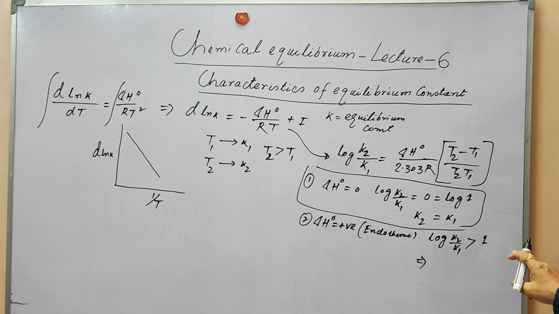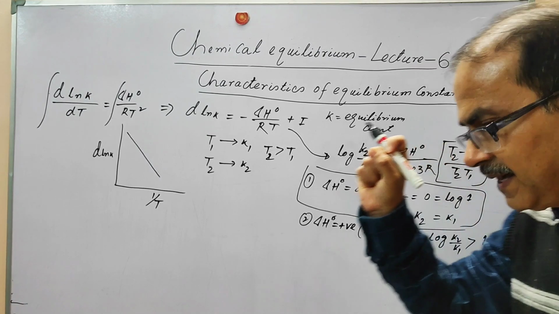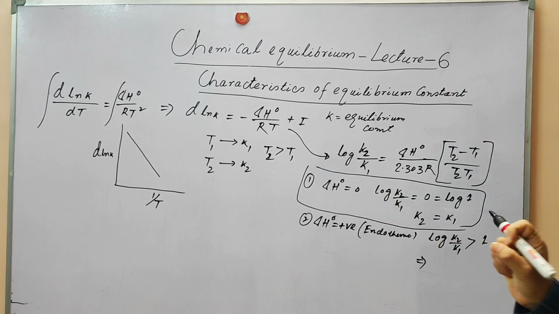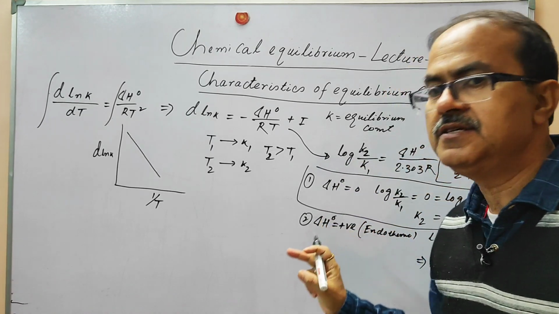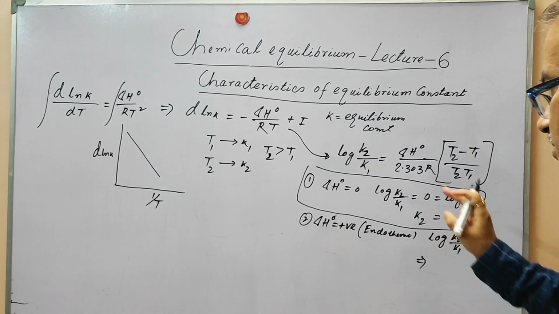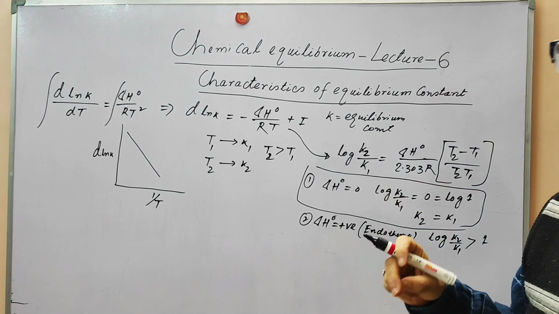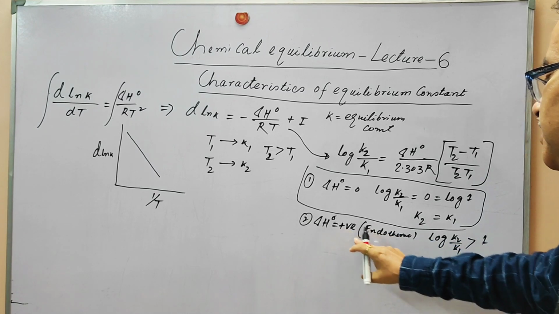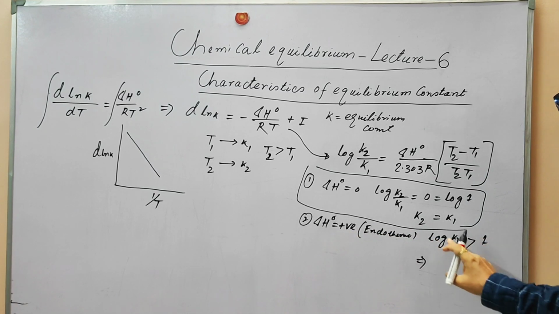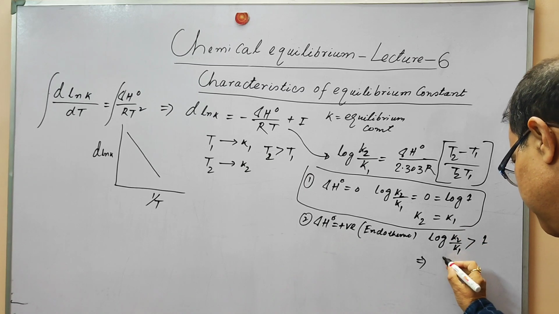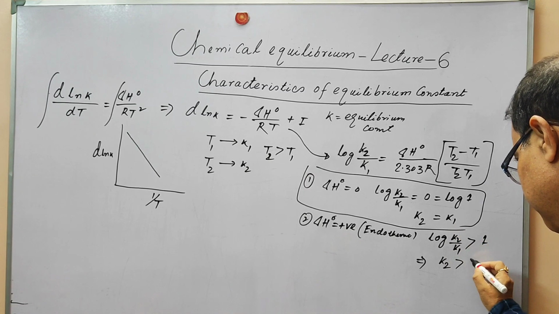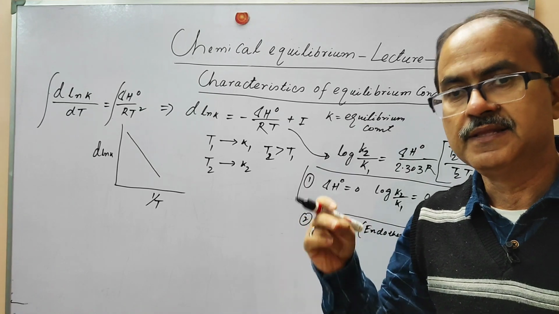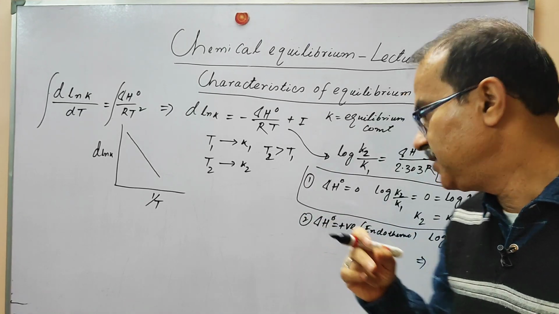For an endothermic reaction, when energy is absorbed, the change in enthalpy, del H0, is positive, because the enthalpy has increased. Then we say del H0 is positive, that is the endothermic reaction. For this, log K2 by K1 is positive, so we can see K2 is greater than K1. This means as we increase the temperature, the equilibrium constant is going to increase.